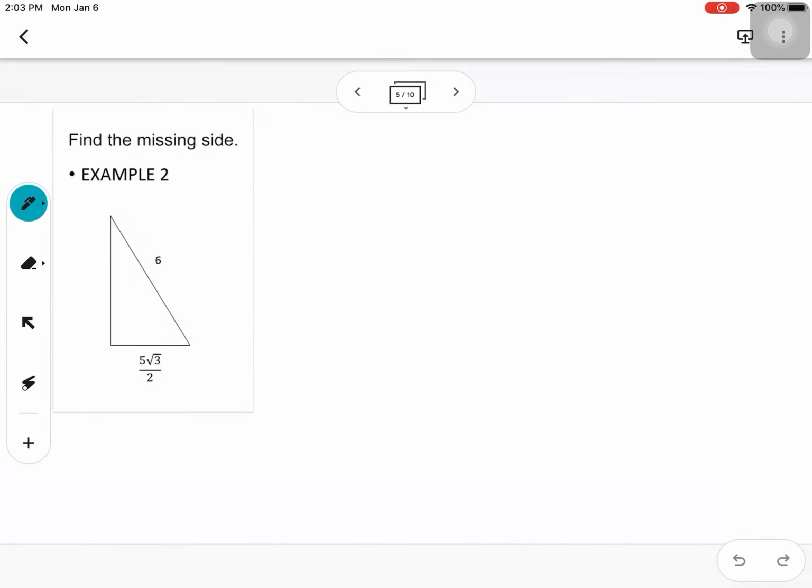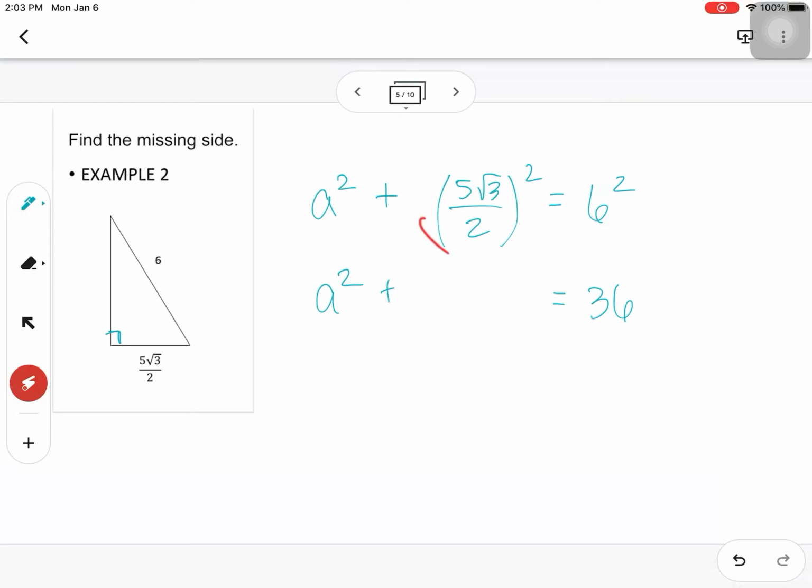Go ahead and give this one a try. And again, pause the video, start playing it back up when you are ready to hear the explanation. So in this case, I gave you a leg and the hypotenuse. So say I let that leg be B. And usually we have no problem setting that up. We have no problem squaring the 6. But the problem that we have is how do you square this ugly fraction in the middle?